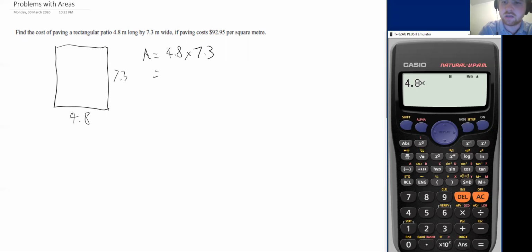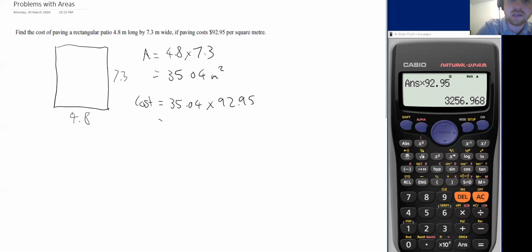4.8 times 7.3 equals 35.04 meters squared. Okay, and then the cost is going to be my area times 92.95, because that's what the cost is per square meter. So the cost equals 35.04 times 92.95. I can times my answer by 92.95, and that gives us our answer of $3,256.97. Always round to the nearest cent. We need to round up because we've got 68 at the end there.